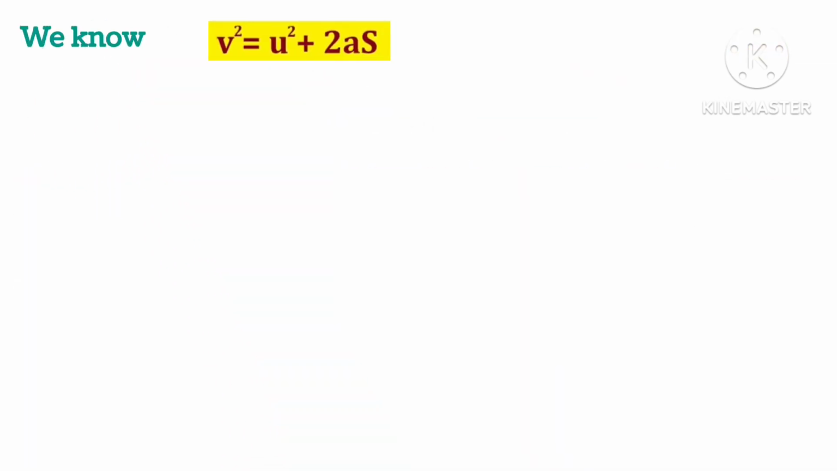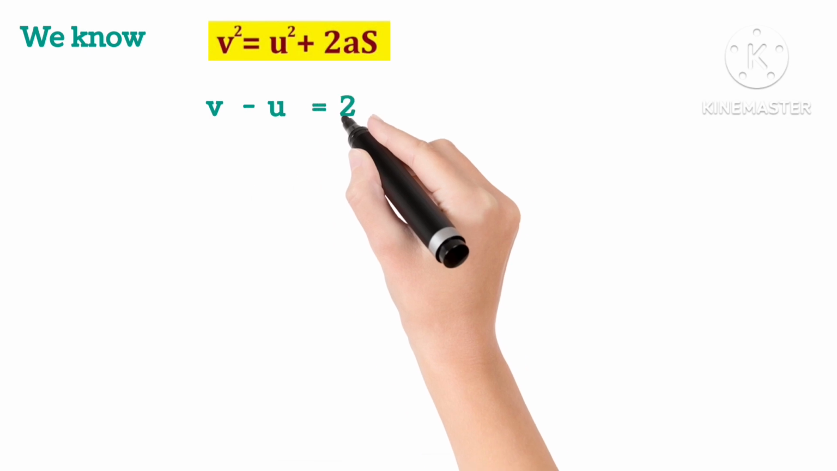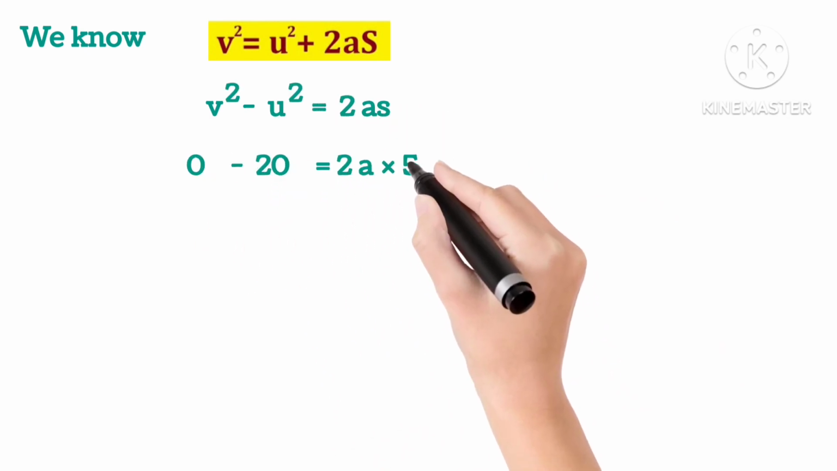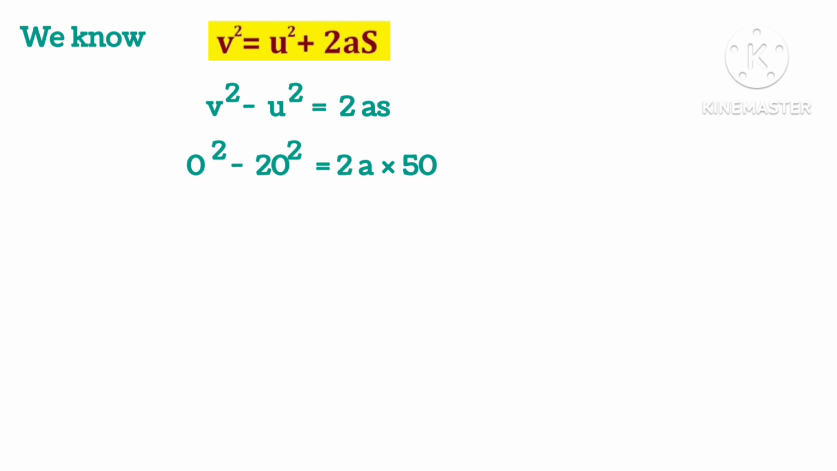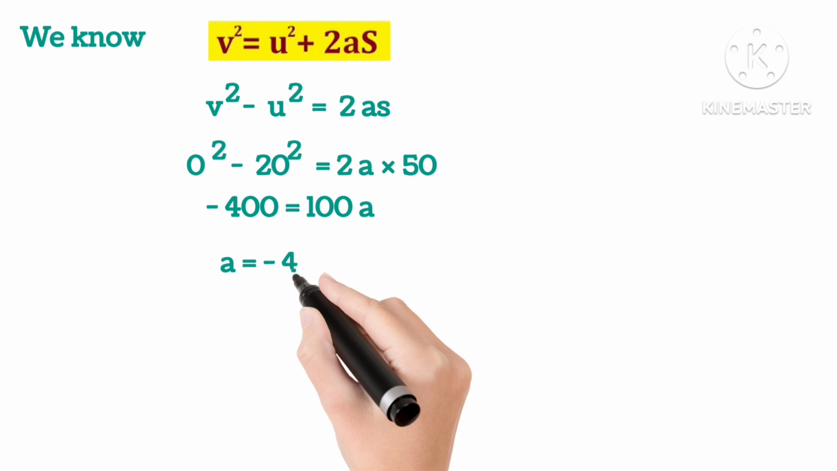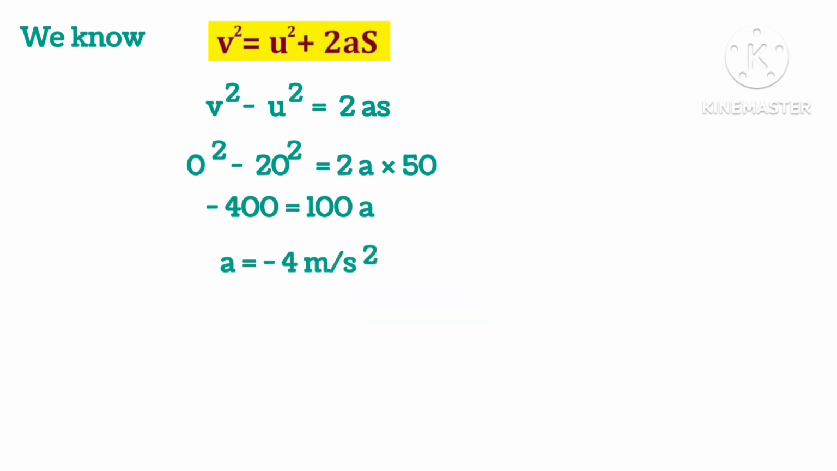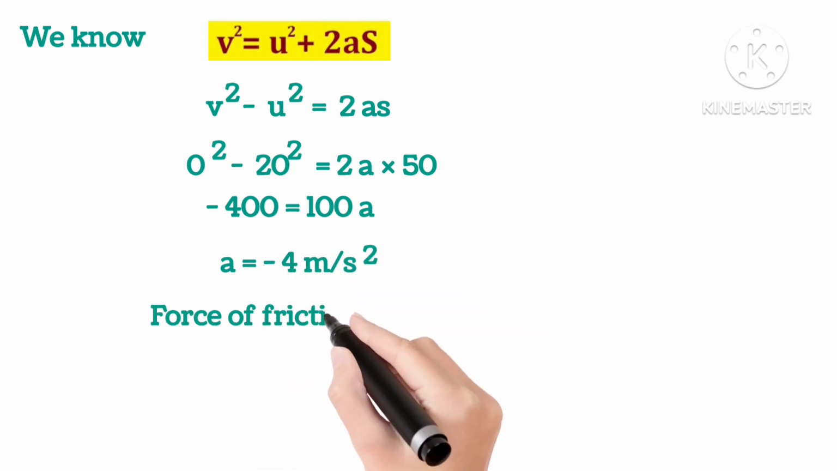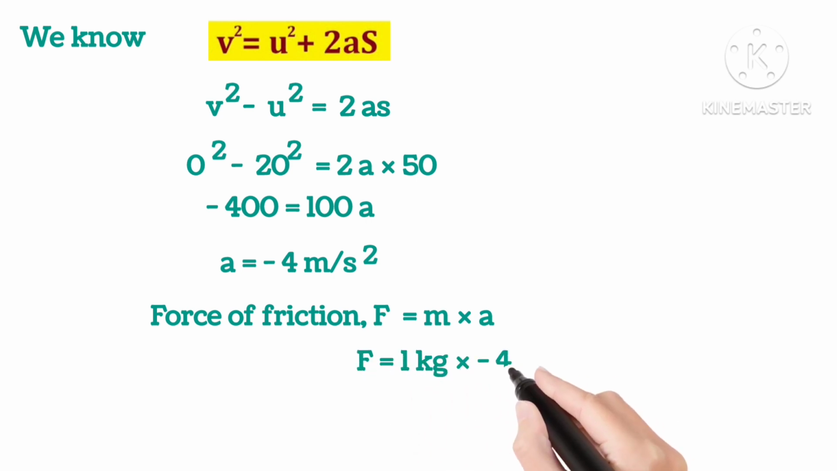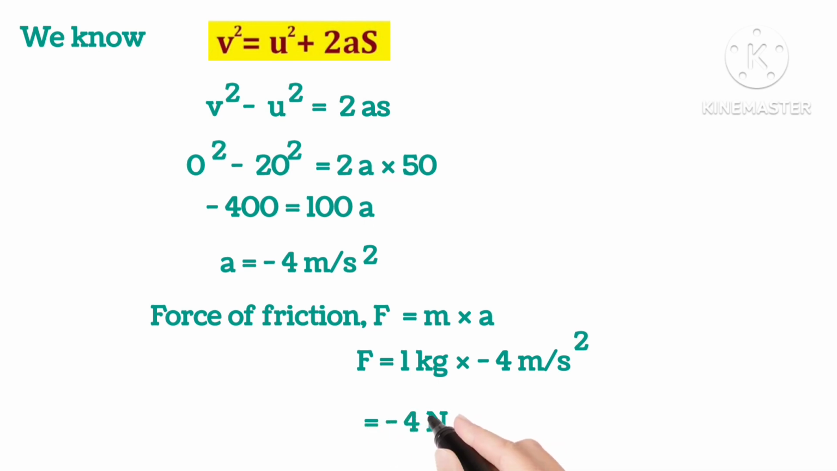We know that V square is equal to U square plus 2AS. This can be written as V square minus U square is equal to 2AS. So now putting the values, we get acceleration, which is equal to minus 4 meter per second square. Now force of the friction here is mass into acceleration. So putting the values, we get force is equal to minus 4 newton.